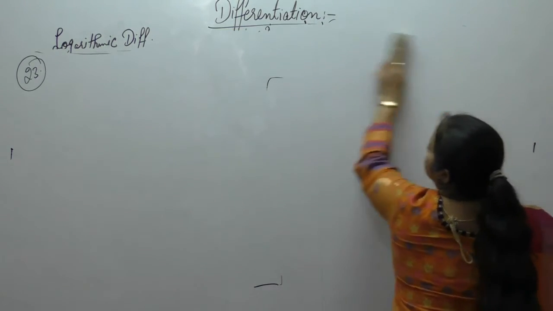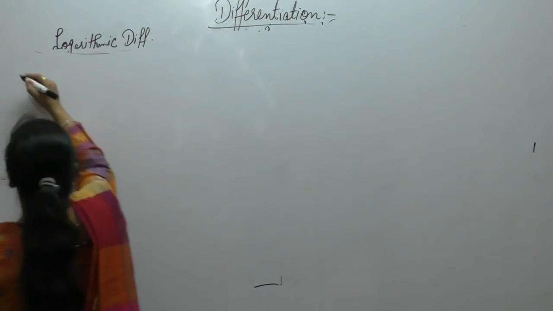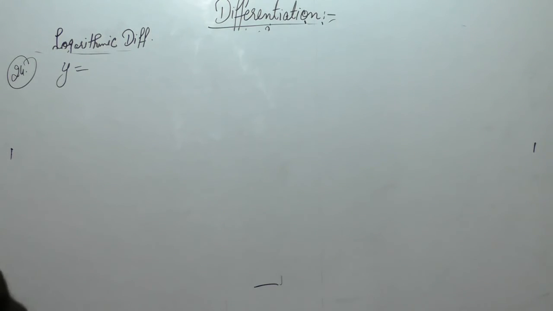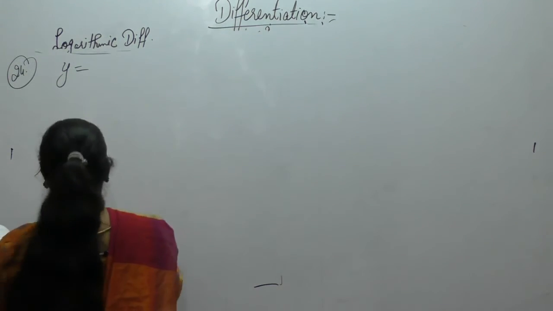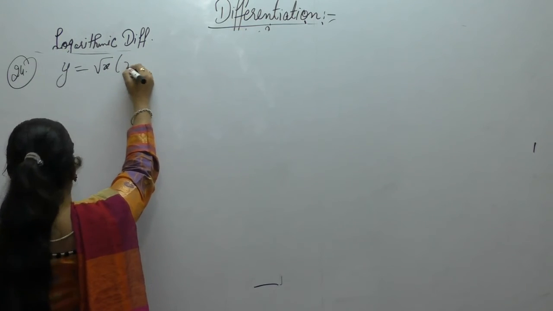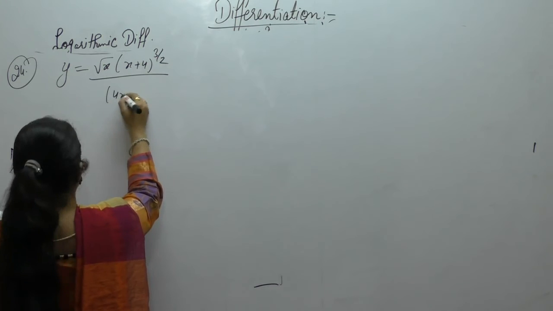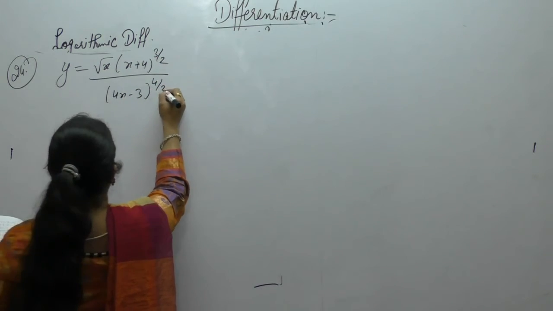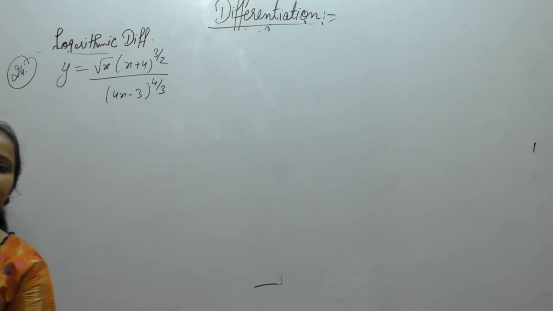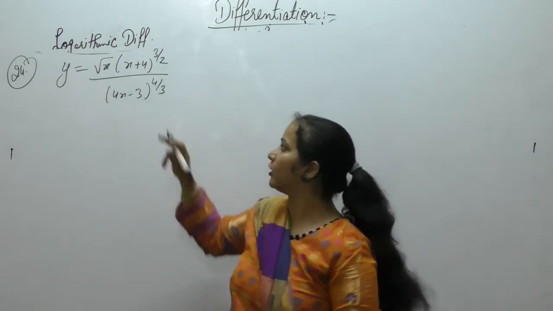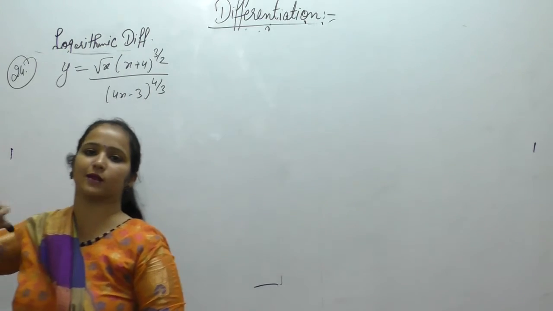Now the next one. If y is equal to, find the derivative of root of x, (x plus 4) power 3 by 2, (4x minus 3) power 4 by 3. Differentiate this term with respect to x. जैसे हमने पिछले क्वेश्चन में किया था, log of a plus log of b minus log of c.